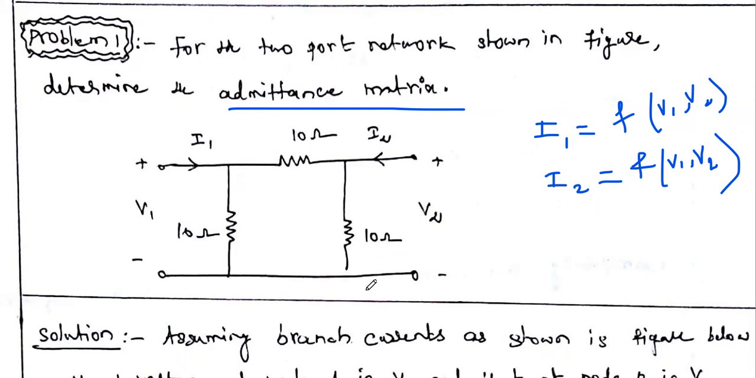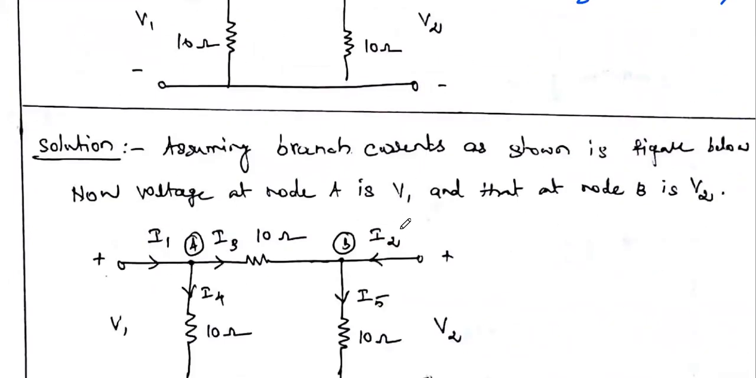In the Z parameter, for each loop, we wrote the KVL equation. So we formed two KVL equations in the format of V1, V2 as a function of I1 and I2. But here, to calculate the admittance parameters, we have to write the I1 and I2 equations in terms of V1 and V2. That's why.